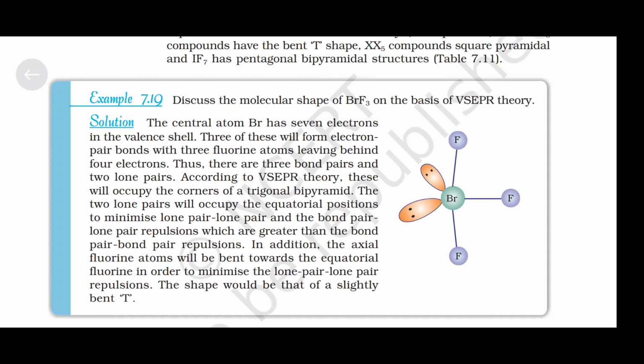The 2 lone pairs will occupy equatorial positions to minimize lone pair-lone pair and lone pair-bond pair repulsions, which are greater than bond pair-bond pair repulsion. In addition, the axial fluorine atoms will be bent towards the equatorial fluorine in order to minimize the lone pair repulsion. The shape would be that of slightly bent T-shaped.